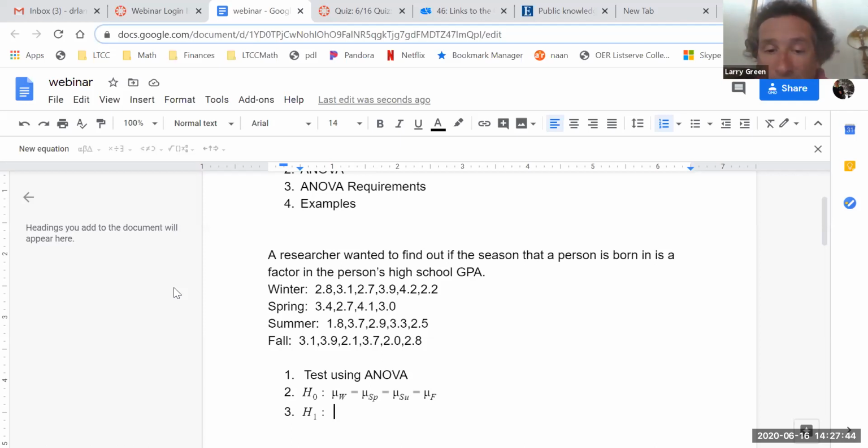Okay, so maybe those fall people, they're the special ones, and everyone else is all the same. But that still means H naught's false. So you can't just take all the equals and turn them into not equals. That doesn't work, because that would say they all have to be different from each other. They don't all have to be different.